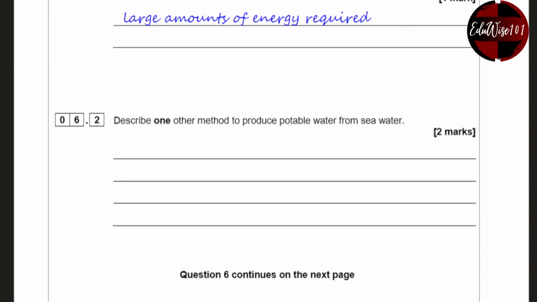6.2. Describe one other method to produce potable water from seawater. Another way of making potable water, drinking water, is by a process called reverse osmosis using membranes. If you don't know what reverse osmosis is, it is worthwhile finding out. Use YouTube videos. Countries like Qatar and the Middle East, like Dubai, use reverse osmosis to produce potable water.